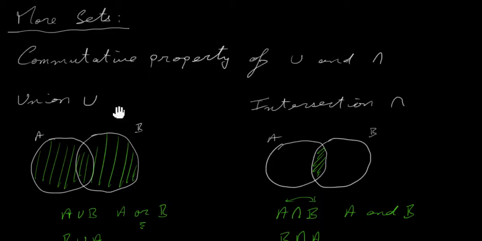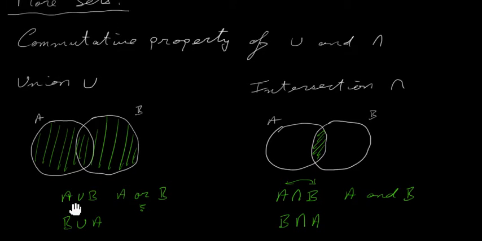Okay, so the first thing I'm going to look at in this particular video is what's called the commutative property of union and intersection. This is union here, this is intersection. So I've done one example really. We have the set A and B. So this is the set A, this is the set B. They overlap here, and I've shaded in A union B.